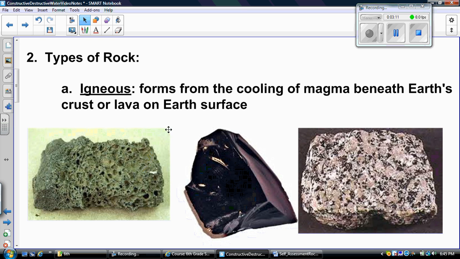These 2 rocks that form from lava on the Earth's surface are called extrusive igneous rocks. Really easy way to remember: extrusive, think of lava exiting the Earth and cooling and hardening. Intrusive igneous rocks form beneath the Earth's surface, so like inside the Earth's surface.